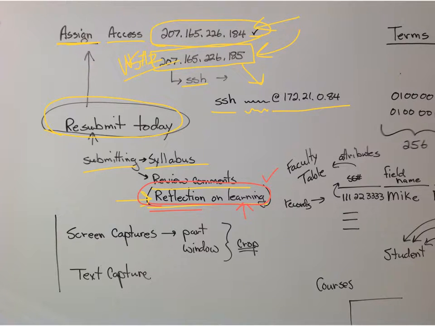I talked a little bit about screen captures. In some cases that works out good. You can do part of the screen, or you can capture just the current window. You can crop the work. If possible, most of the time a text capture is better, so you have the actual text in your document.